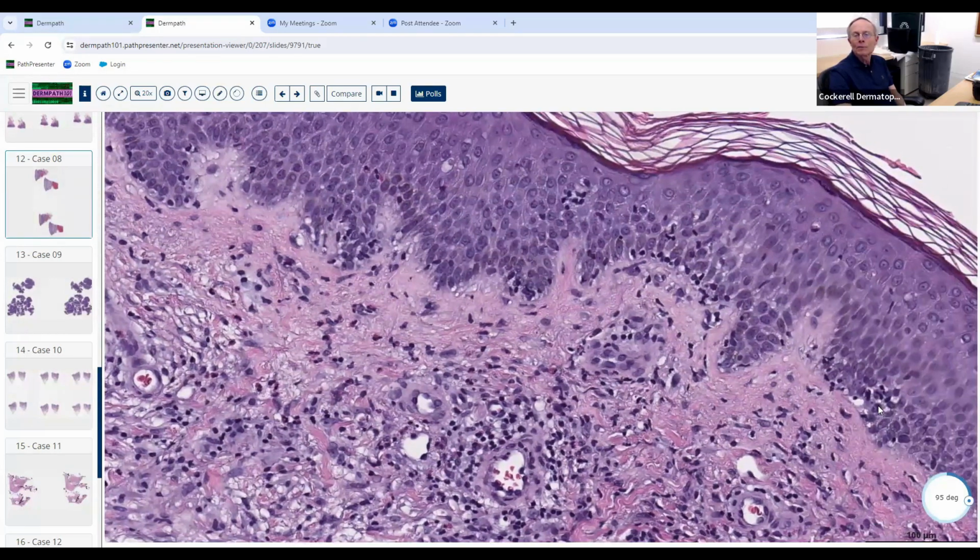least patch stage MF. And this is a nice example of that, what we call eyeliner sign, if you will, where you get the individual lymphocytes lining up at the basal cell layer, a little bit of epidermotropism over here, maybe a little early Pautrier microabscess collection.